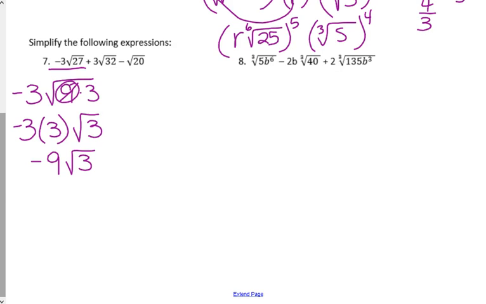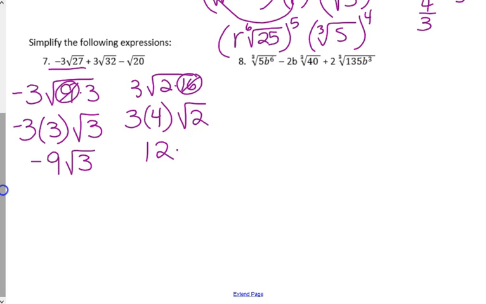Now we're going to simplify 3 times the square root of 32. And 32 is 2 times 16. 16 is a perfect square, so we're going to go ahead and pull that one out. So we're going to have 3 times the square root of 16, which is 4, all of that times the square root of 2. 3 times 4 is 12. So we're going to have 12 times the square root of 2.